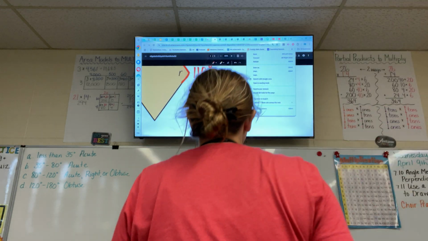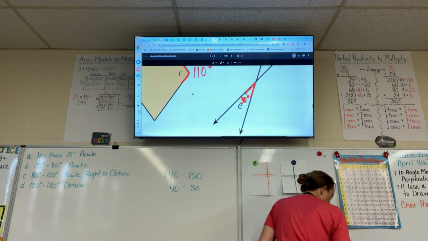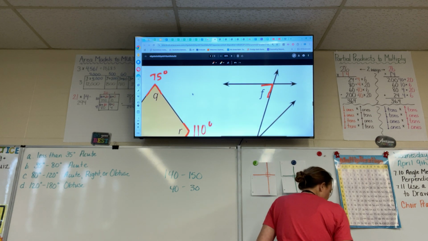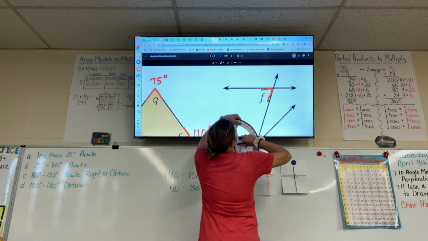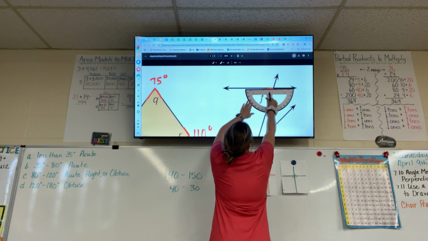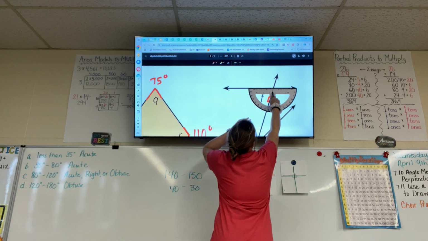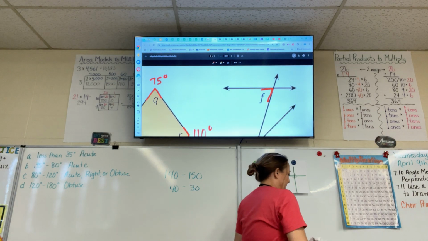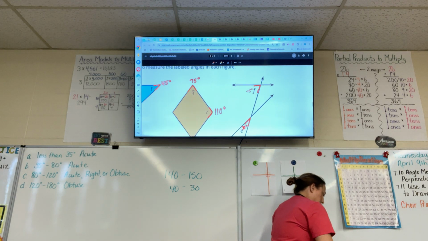Okay, so it's about 30. All right. Next, we are going to measure angle F, which we know is an acute angle. And I'm going to turn my protractor upside down so it can be inside the angle. And this is pointing between 70 and 80. So what would that be? 75. So F is 75. Okay.